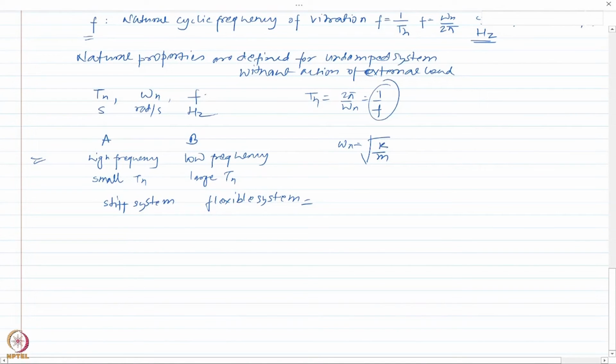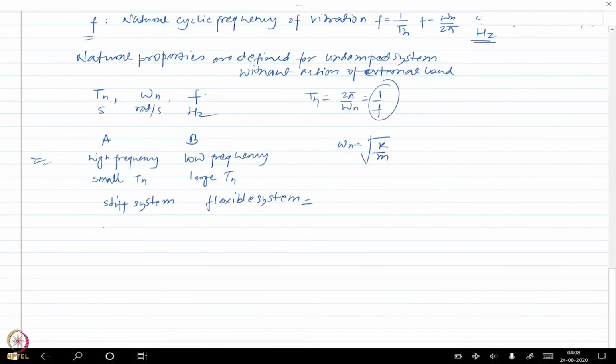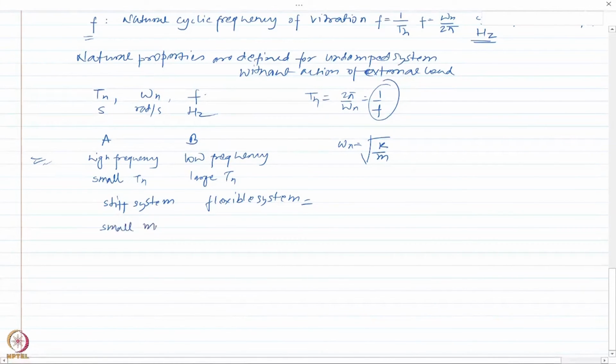Another possibility for the given scenario would be, instead of a stiff system versus a flexible system, for the same stiffness, this could also be possible if the mass is small here. So let us write down a small mass, and then here it is large mass. So these are a few of the possibilities that might result in a high frequency system A compared to a system B with low frequency. So this you have to keep in mind.